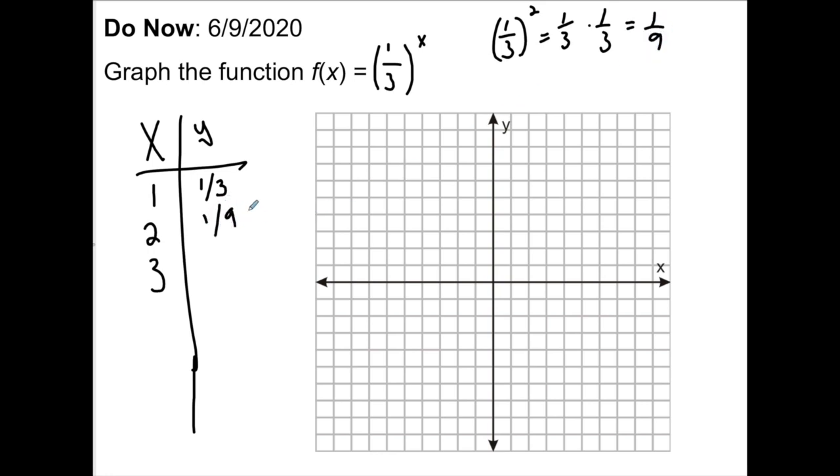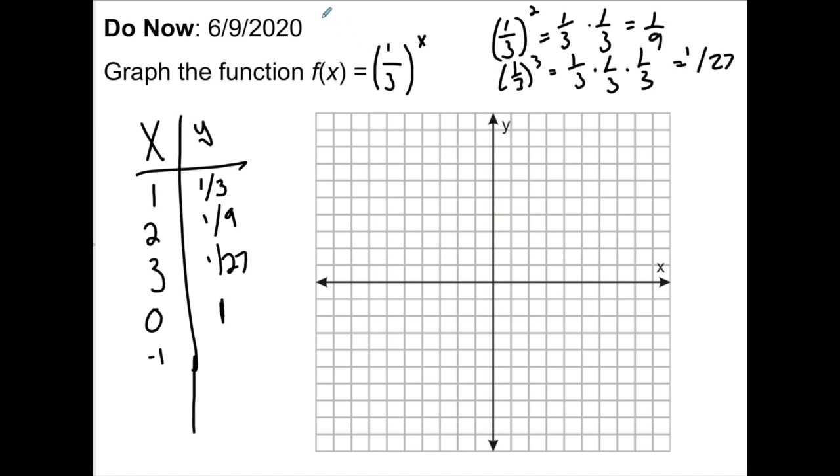And then for 3, we're going to have a third to the third, which is a third times a third times a third. And the 3 and the 3 and the 3, that's 1/27. So nothing's really happening there. Let's try 0. So we should know by now anything to the power of 0 is 1. Now I'm going to try -1.